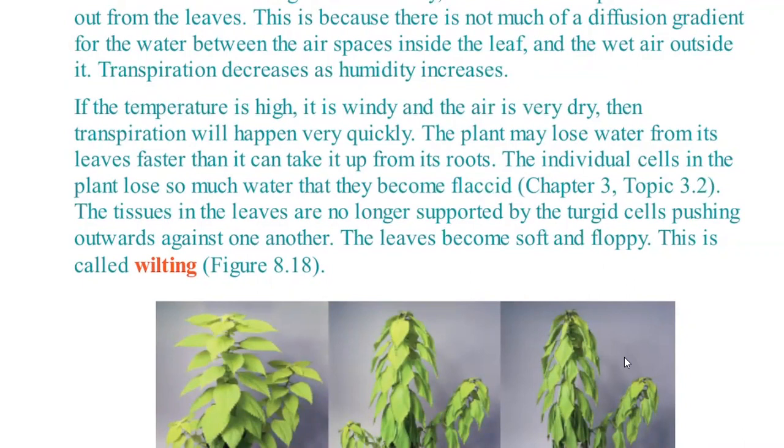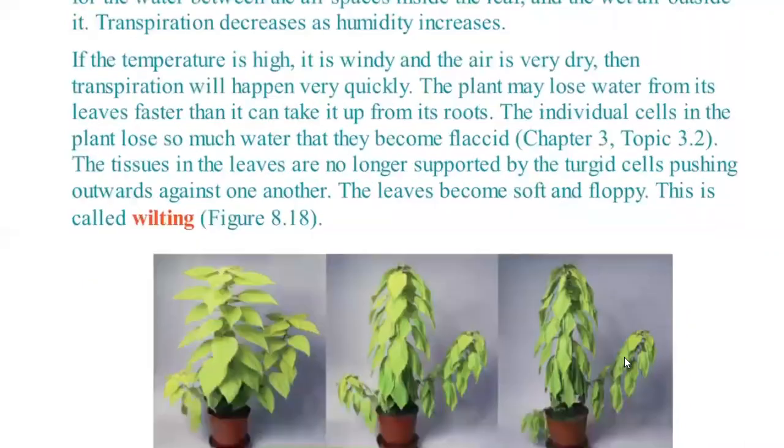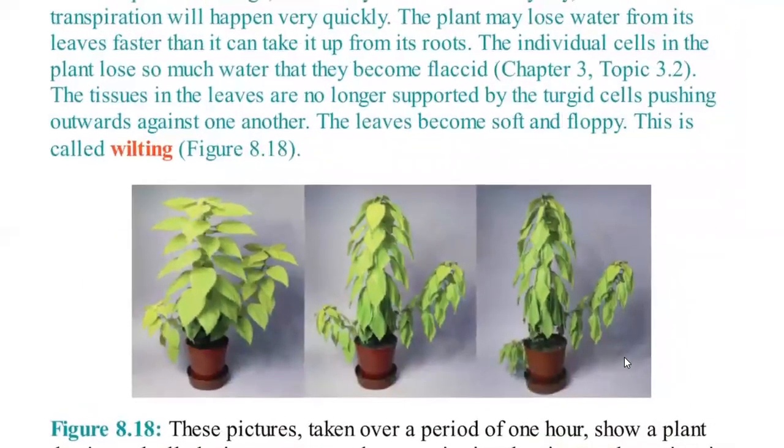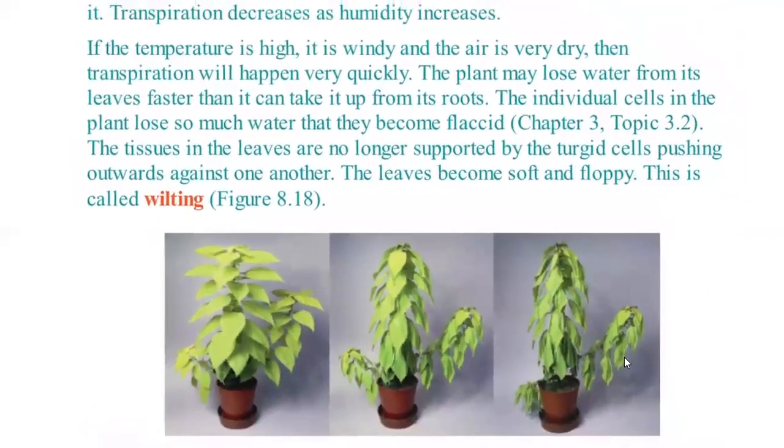Many students ask me, Miss, what is the difference between flaccidity and wilting? Basically, they are both interrelated. We say the cells have become flaccid, but obviously the change that we see in the leaves, when they curl backwards like this, we say it's wilting. The tissues in the leaves are no longer supported by the turgid cells pushing outwards against one another. The leaves become soft and floppy, and this floppiness and softness of the leaf is known as wilting. At a cellular level, they become flaccid. At a macro level, they become wilted.